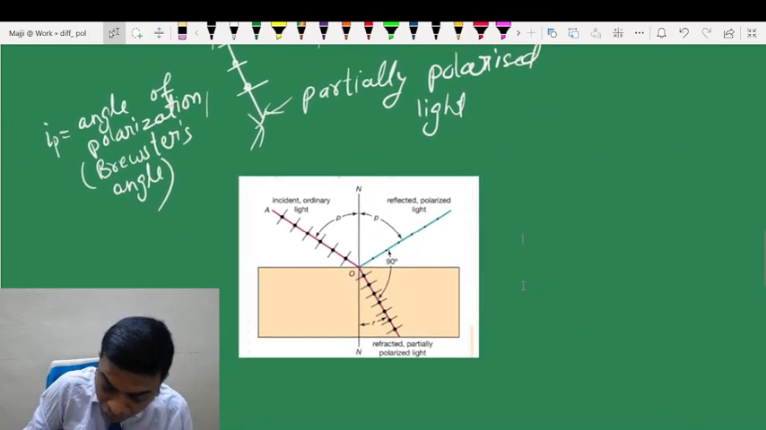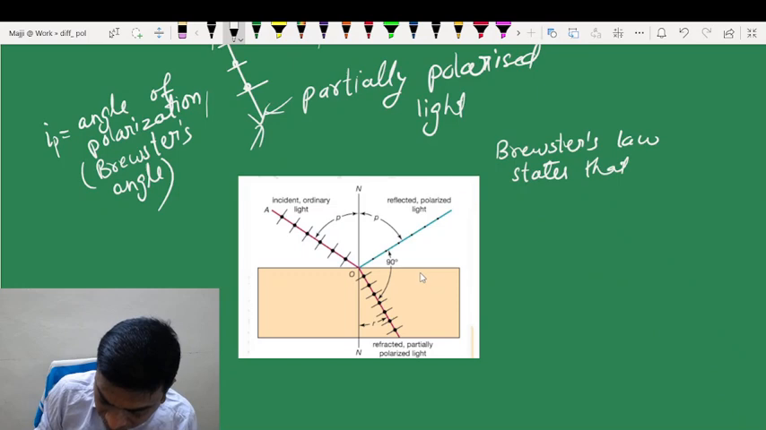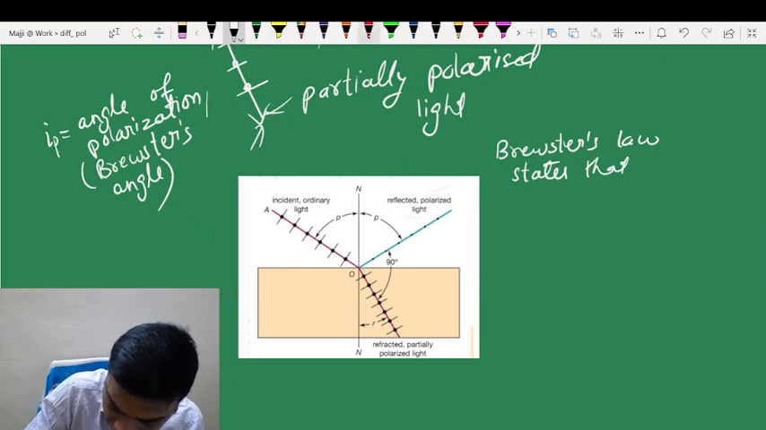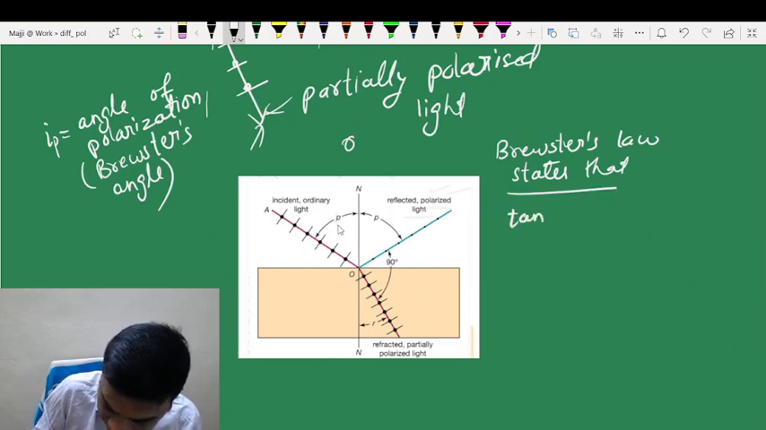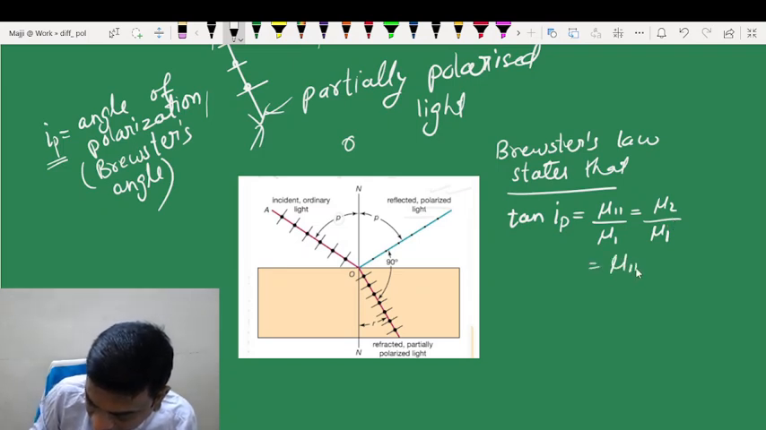Now, Brewster's law states that when the reflected light is almost completely polarized, here you can see it is completely polarized, then tan of the polarizing angle, which I have taken as IP, is equal to the refractive index of the second medium with respect to the first, that is mu2 by mu1. That is the way we have to write here.